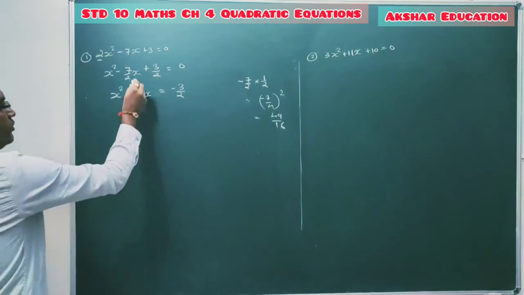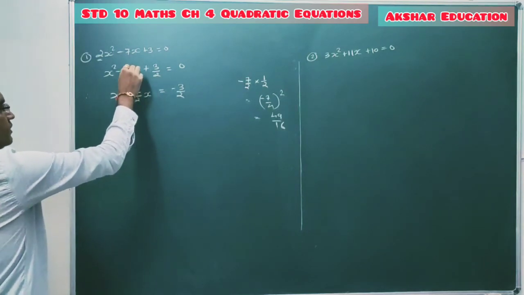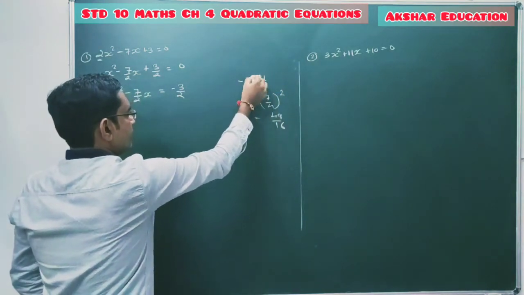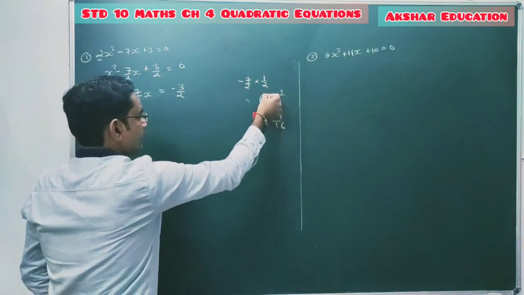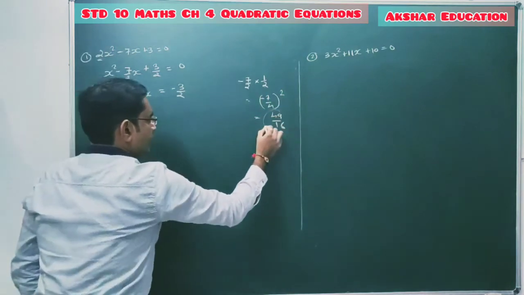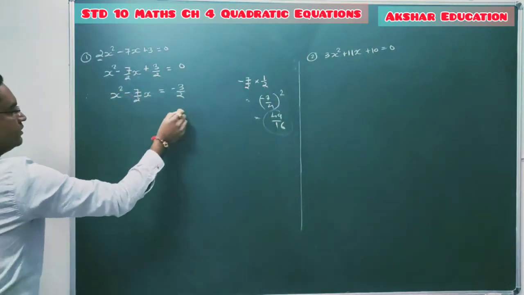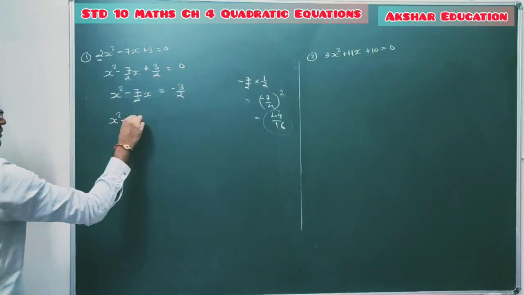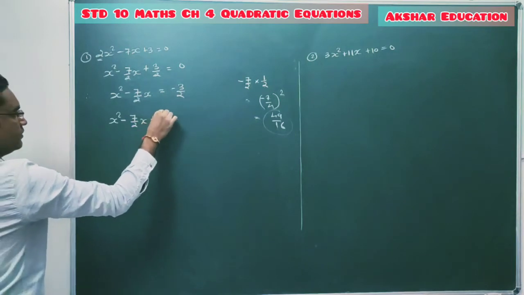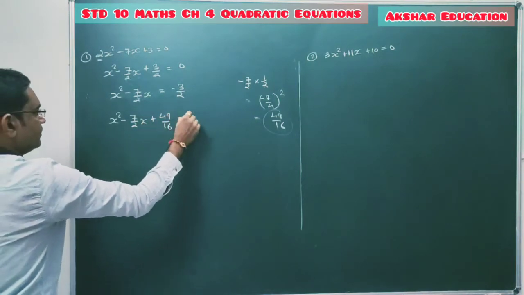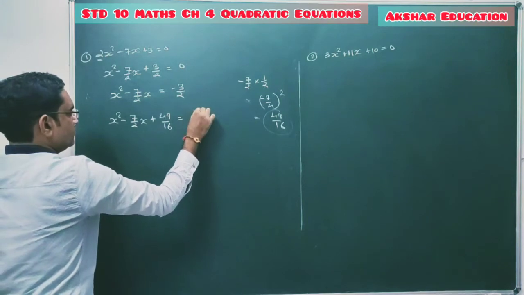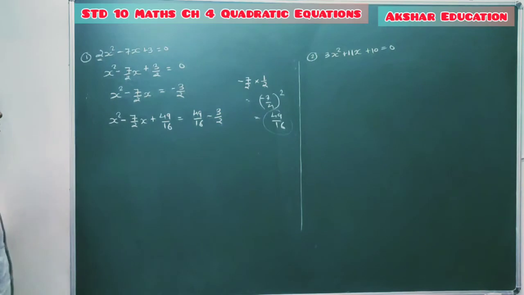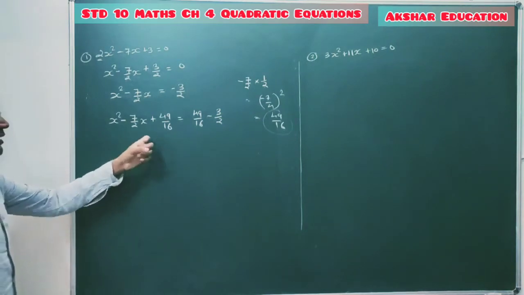Done? What you have to do? You have to consider the coefficient of x, which is minus 7 by 2, divided by 2. So it's minus 7 by 4. Take its square, so it's 49 by 16. You have to add this 49 by 16 on both sides of this equation. So we are getting x square minus 7 by 2x plus 49 by 16 equal to 49 by 16 minus 3 by 2.